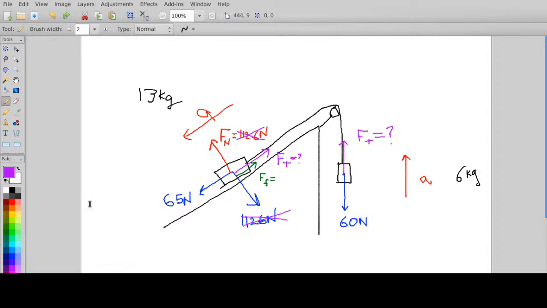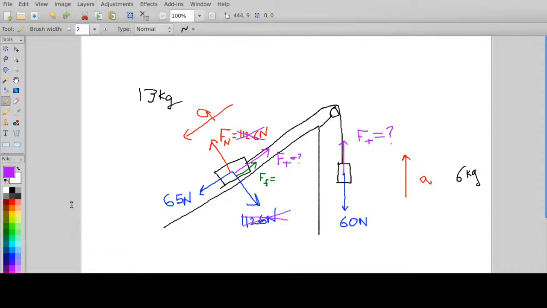This time it's Newton's second law applied to M2. We can substitute in here. We're going to have Ft minus 60 there, and that's going to equal 6 times A. Okay, and there's our equation number 2. All right, good so far? So now what? Well, we've got to solve.